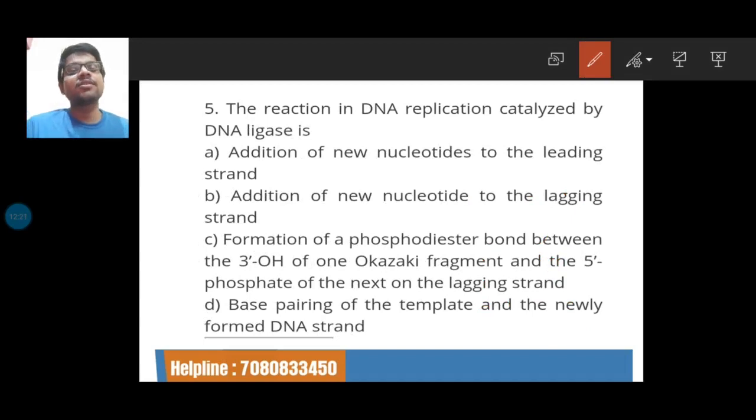Now in the third question, the reaction in DNA replication catalyzed by DNA ligase is. First option is addition of nucleotides to the leading strand. No, this is done by DNA polymerase. Addition of new nucleotides to the lagging strand. No, this is also done by DNA polymerase. Third one is formation of a phosphodiester bond between the 3' OH of one Okazaki fragment and the 5' phosphate of the next. Yes, this option is correct. Ligase joins those Okazaki fragments. Option D is base pairing of template and newly formed DNA strand. No, base pairing is not done by DNA ligase. So the correct answer is option 3.